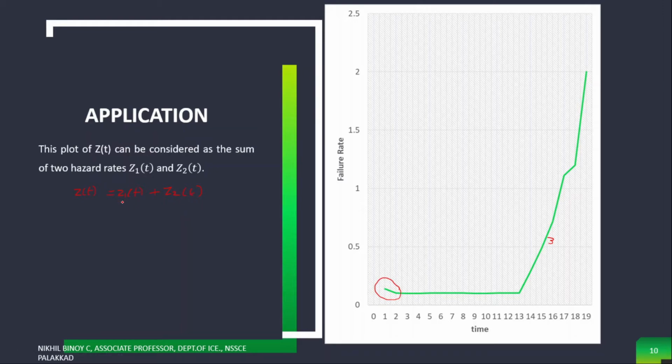What is Z1 of t? That one is a constant failure rate. So we can represent Z1 of t by using the constant failure model. The next portion is Z2 of t. That one has nonlinear characteristics. This portion is carrying nonlinear characteristics, so we can use the Weibull function to represent this Z2 of t. So please note the actual failure rate is split into two. The first portion is Z1 of t, that is the constant value, this constant region, plus the remaining portion, the nonlinear characteristics Z2 of t. So how are we doing this? That I am going to explain.